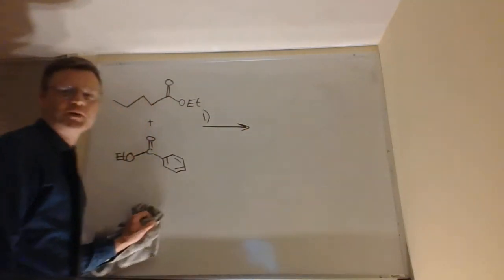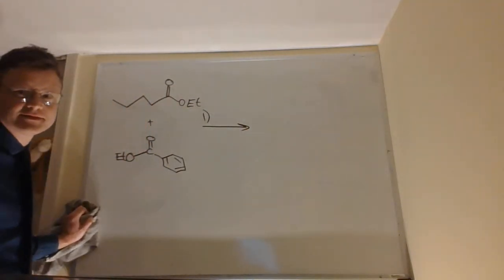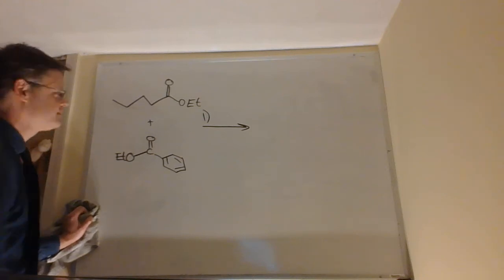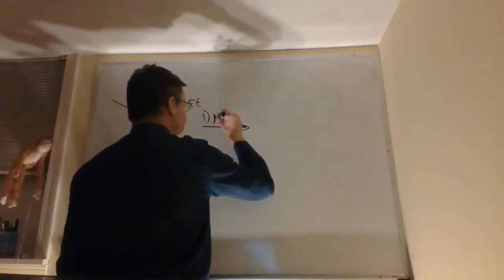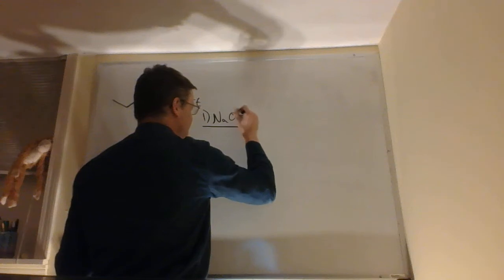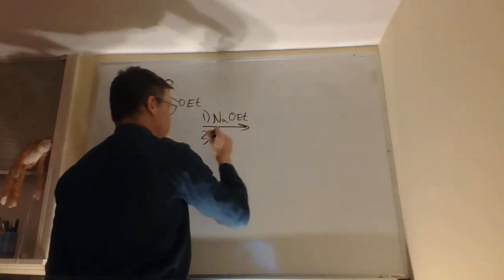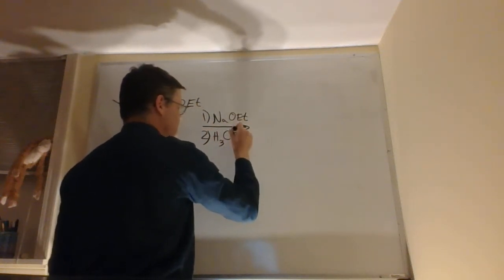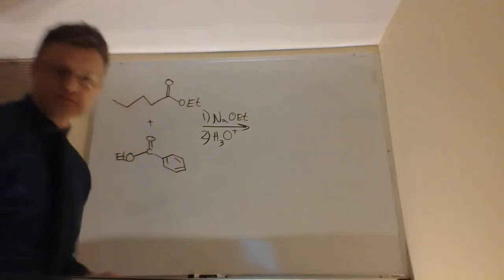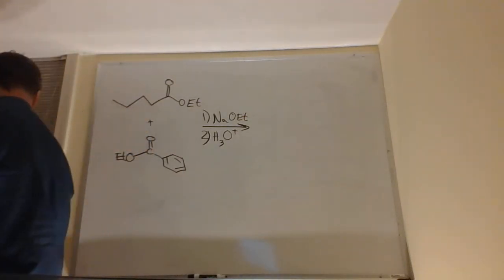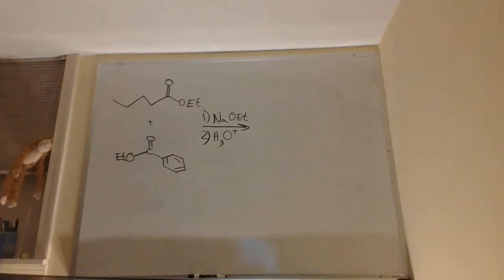So what are my conditions? What base am I going to use? Say sodium methoxide. We have an ethyl ester here, so sodium ethoxide. And then we're going to have a second step that's H3O+.